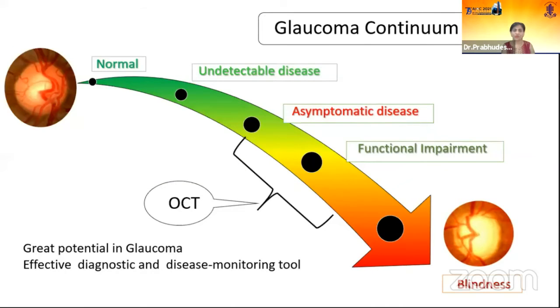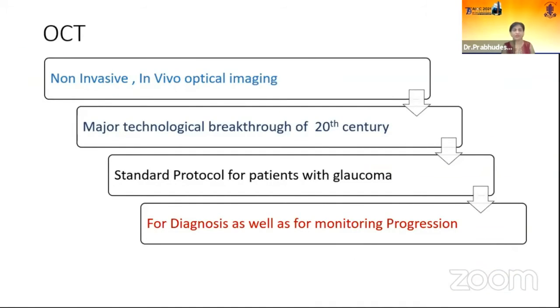So in the glaucoma continuum, OCT helps us in identifying these diseases statistically, from asymptomatic disease to moderate and advanced glaucoma. So it has great potential in glaucoma and is an effective diagnostic and disease monitoring tool. Obviously, we know that it is non-invasive, a major technological breakthrough, and now it has become a standard protocol for glaucoma patients. So we can use this for diagnosis as well as monitoring of progression.